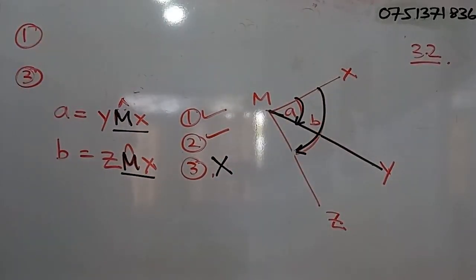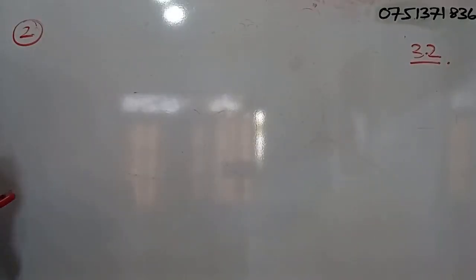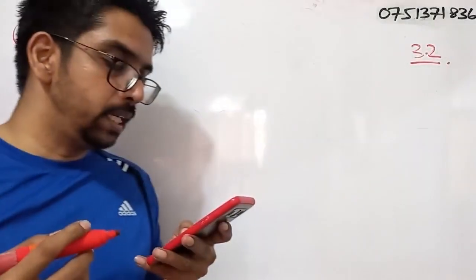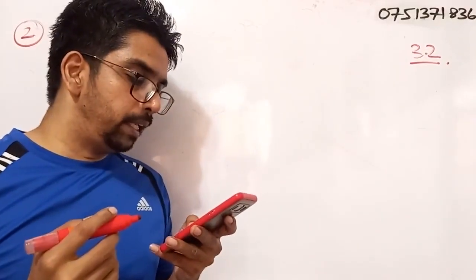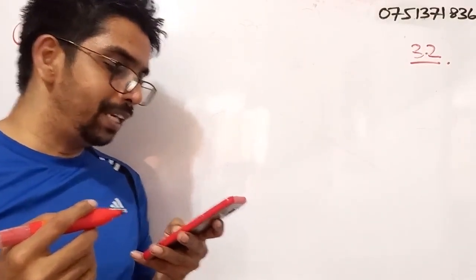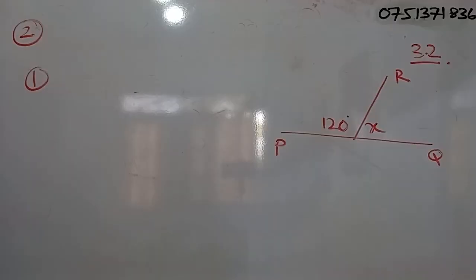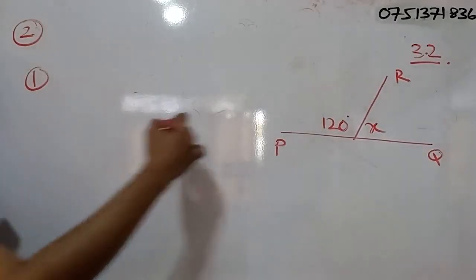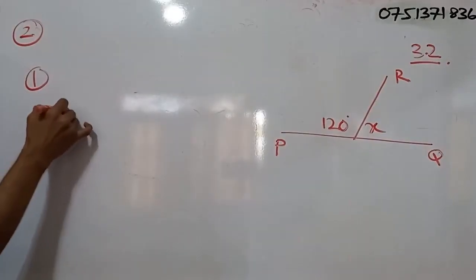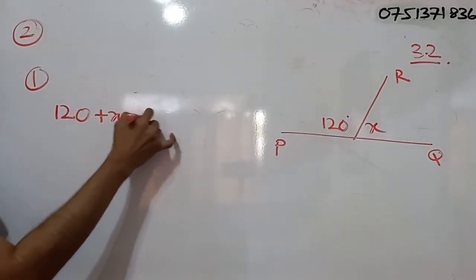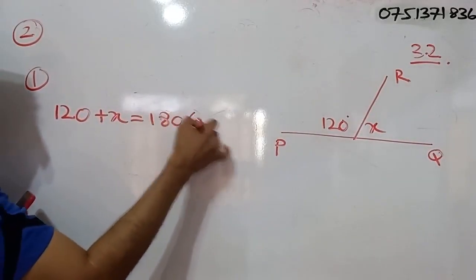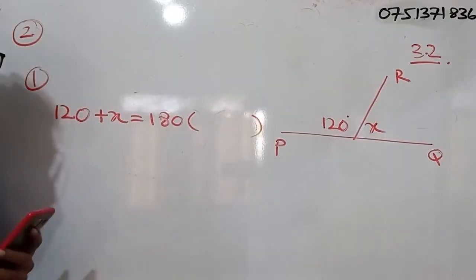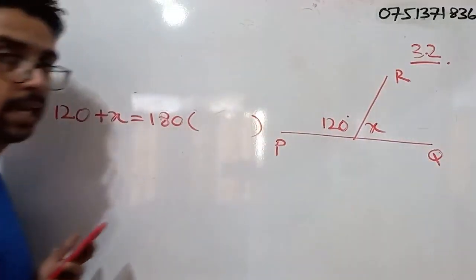Not adjacent angles. Okay. If PQ is a straight line segment in each figure given below, find the magnitude of the angle marked by an English letter. So here what is X? Right? So you have to write it like this, 120 plus X, that is equal to 180. And within brackets you have to write what? PQ is a straight line.